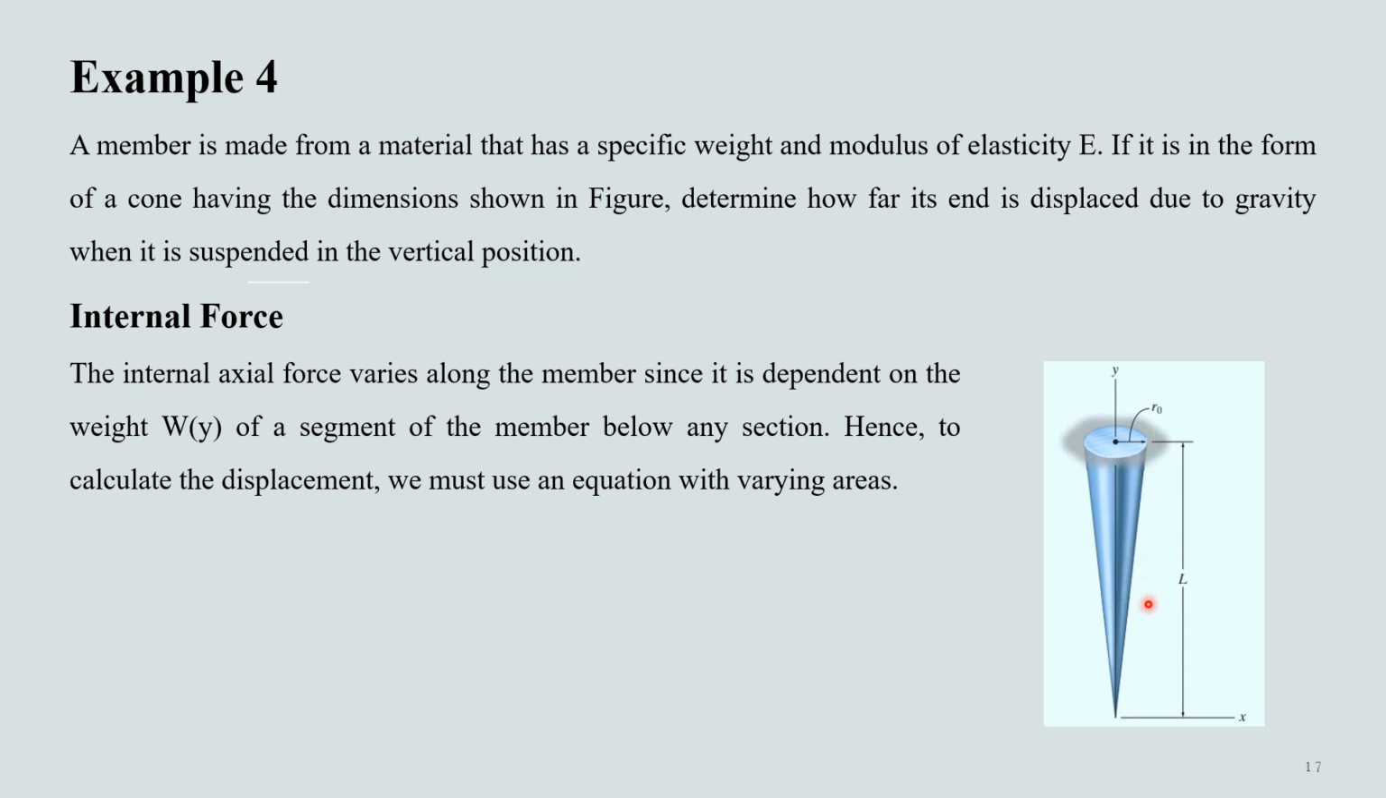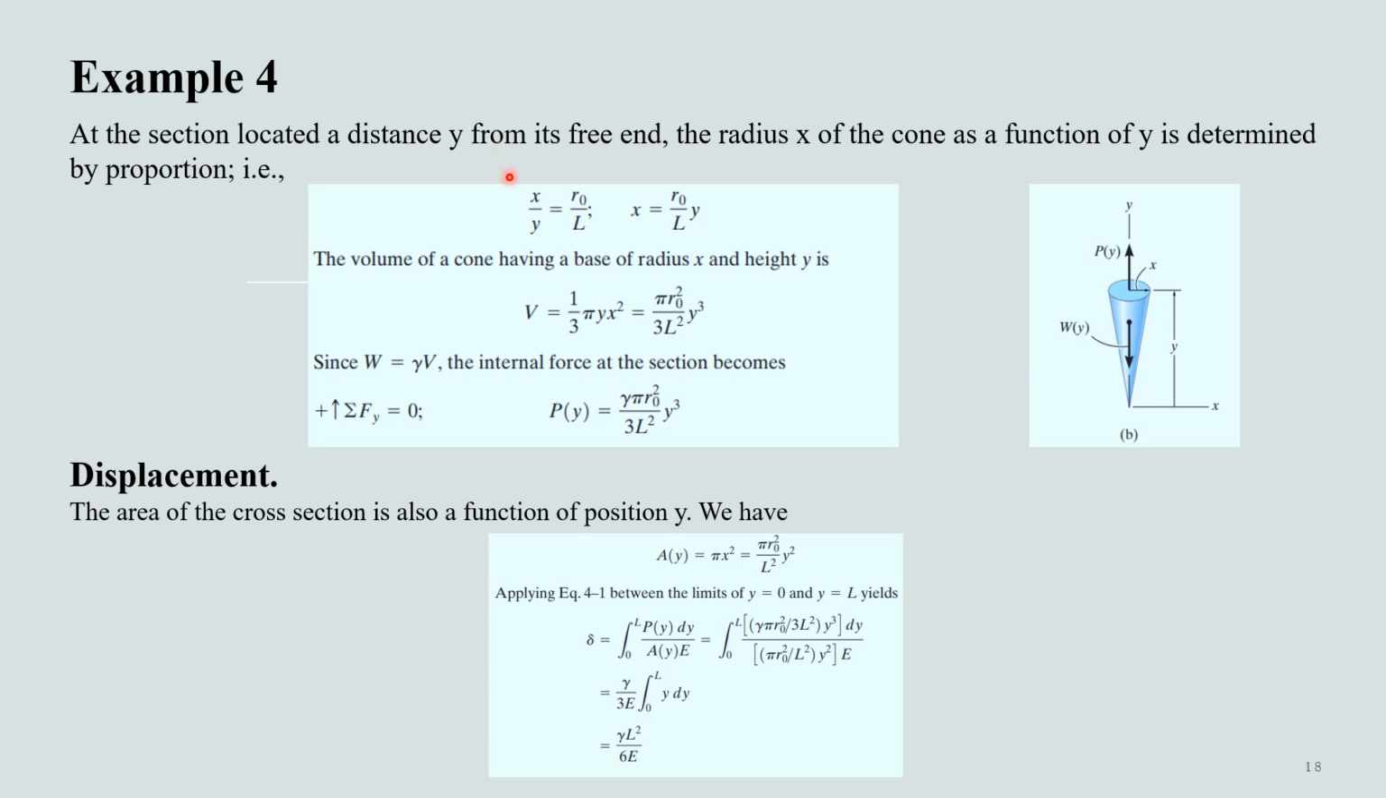We have to determine how far its end is displaced due to gravity when it is suspended in this vertical position. The internal axial force varies along the member since it is dependent on the weight of the segment of the member below any section. Hence, to calculate its displacement, we have to use the equation with varying areas. Now we'll divide this seemingly complex problem into very simple steps.